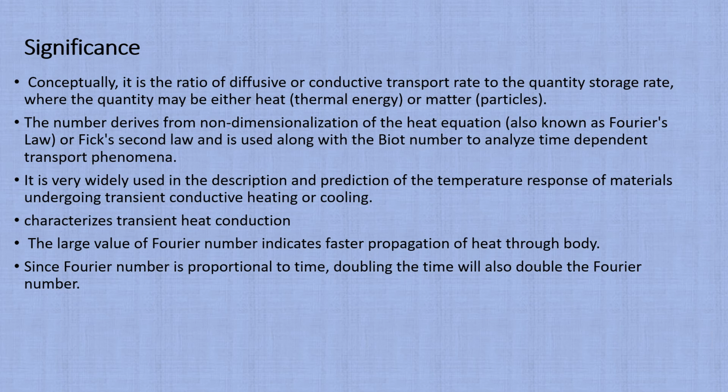This number is widely used in the prediction of the temperature response of materials undergoing transient conductive heating or cooling. When some material is undergoing conduction, heating, or cooling in a transient process, then the temperature change is calculated with the help of the Fourier number. It is used to characterize transient heat conduction, and a larger value indicates faster propagation of heat through a body, while a lower value indicates slower propagation of heat through that body.